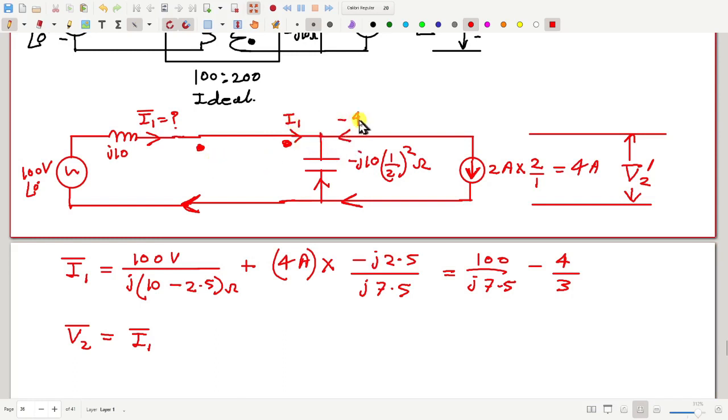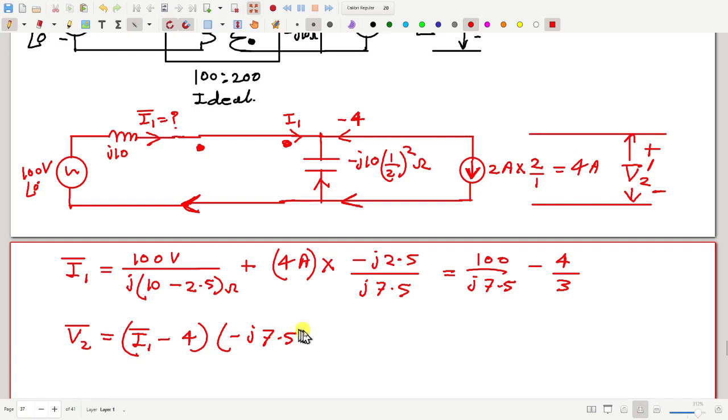So this is I1. What am I taking as the direction of V2? Suppose like this, plus minus. So capacitor current is I1 minus 4, into minus j7.5 ampere ohm. So you can get this value. This is V2 prime. Okay, fine. Now, that is in this circuit.